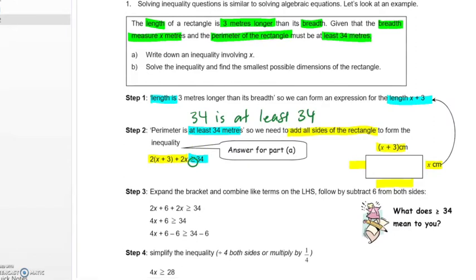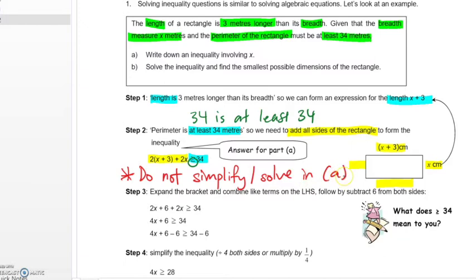That's it. You do not go on to solve the inequality. Let me just put a note here, and I want you to take that down as well. Do not simplify or solve in part A. If you were to do that in an exam, you will not be awarded the marks because it indicates that you do not understand the question. You are only being asked to write down an inequality, not solve it. You only do the solving in part B.